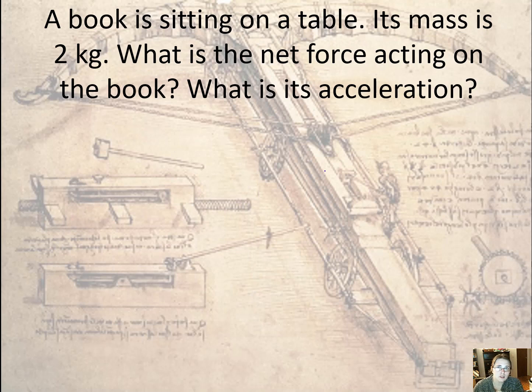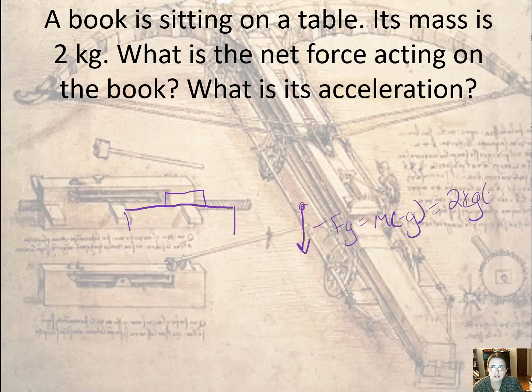It says a book is sitting on a table. Its mass is 2 kilograms. What is the net force acting on the book? What is its acceleration? So here is the book on the table, and there are the table legs. Then we can create a force body diagram, and the force of gravity is equal to mass times negative g, which is equal to 2 kilograms times negative 10 meters per second squared, and that is equal to a negative 20 newtons.